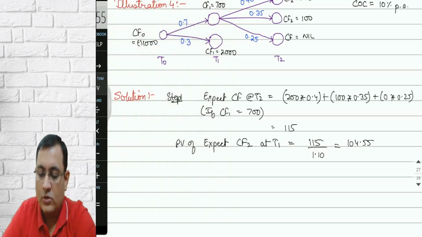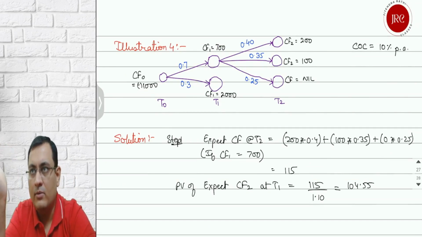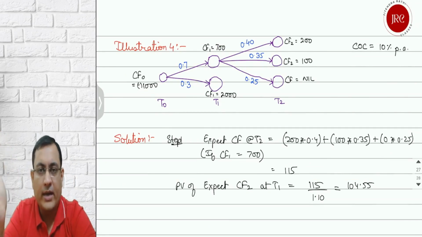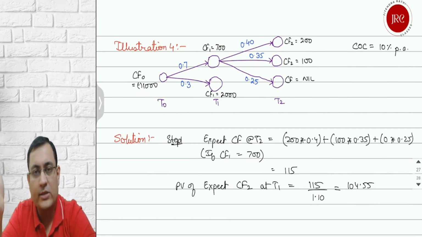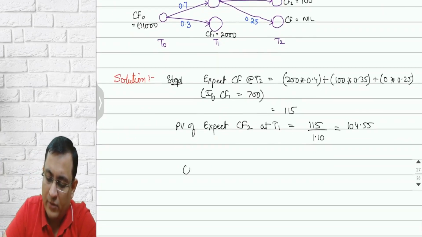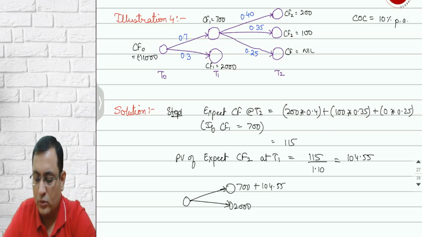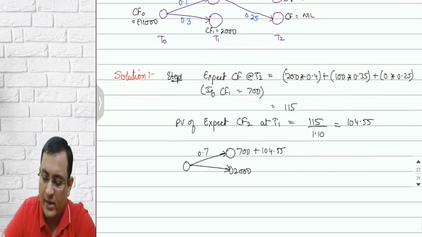104.55. So now what we have done, we are using the reverse working method, where from the different CF2 cash flows we have calculated the expected cash flow, and now we have brought this to the T1 stage. So now we are left with a small decision tree where CF1 is 700 plus 104.55, or 2000. The second branch is 2000, and the probabilities are 0.7 and 0.3.